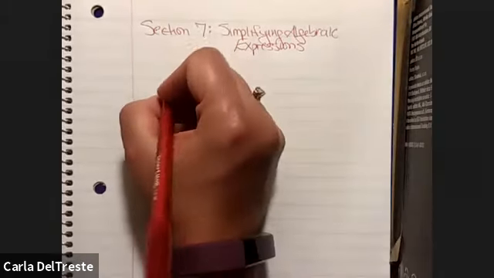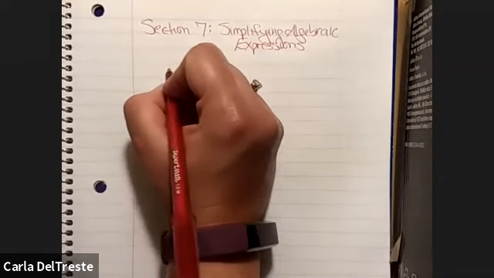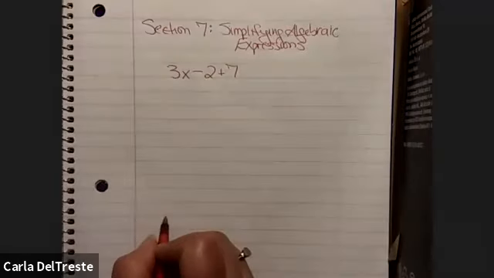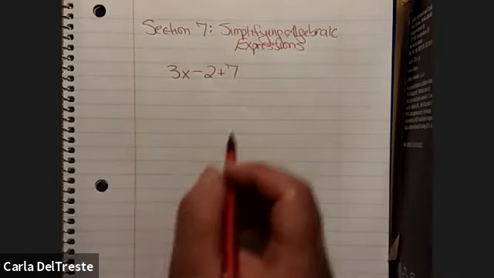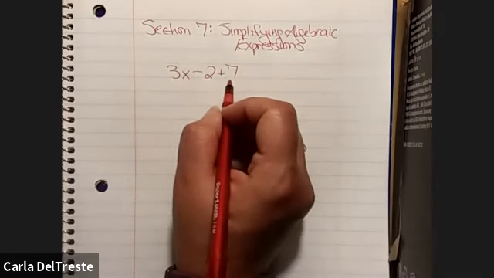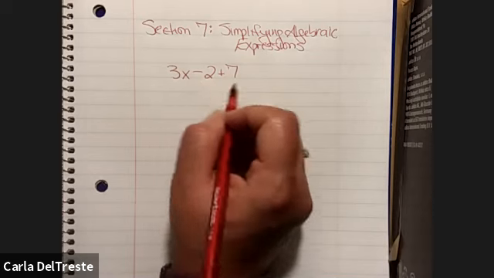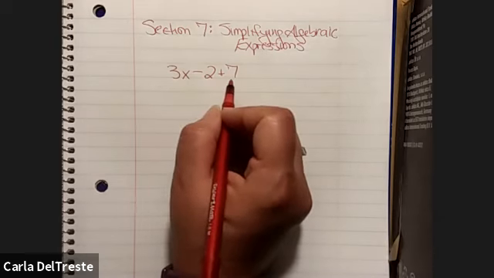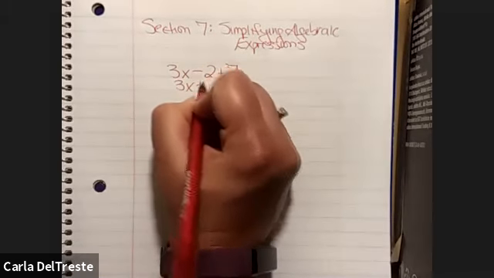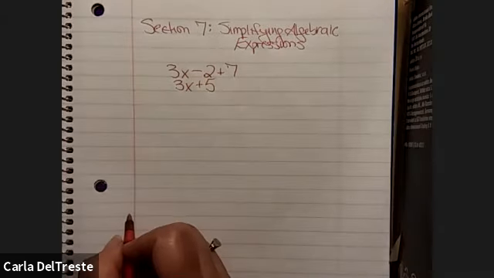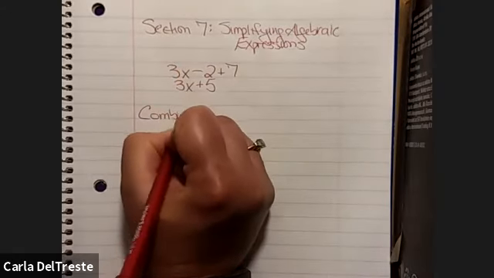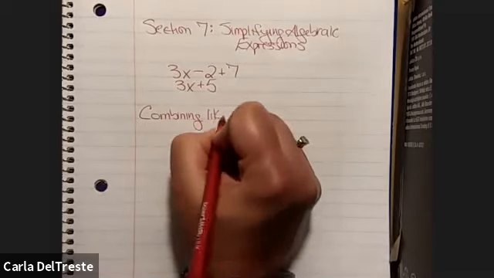For example, if I have 3x minus 2 plus 7, all right, we're going to start off with something like this, just where we're combining the numbers. Negative 2 plus 7 can be done. I can put those together. Negative 2 plus 7 is a positive 5. So this would be 3x plus 5, okay? This whole thing comes down to the idea of combining like terms.